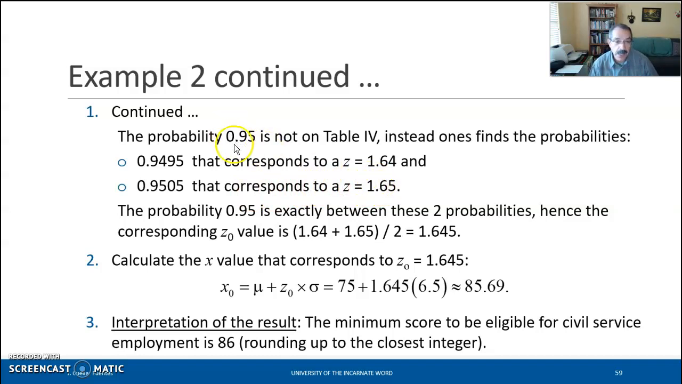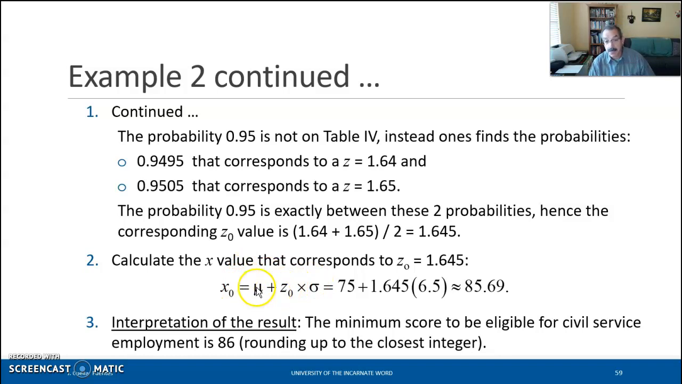So as you can see, 0.95 is right in the middle between these two numbers, because it's 0.0005 units above this number and 0.0005 units below this number. So to find the corresponding z-value for 0.95, we just take the average of these two z-values, as I'm showing over here. So the z-value for a probability of 0.95 is 1.645. Now that we found the z-value, we use this formula and find the corresponding x value.